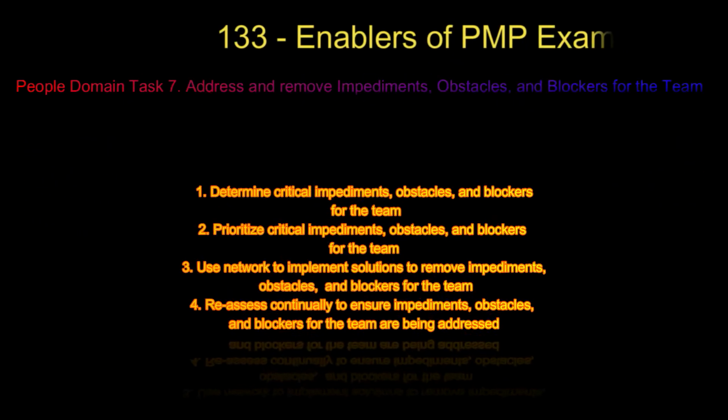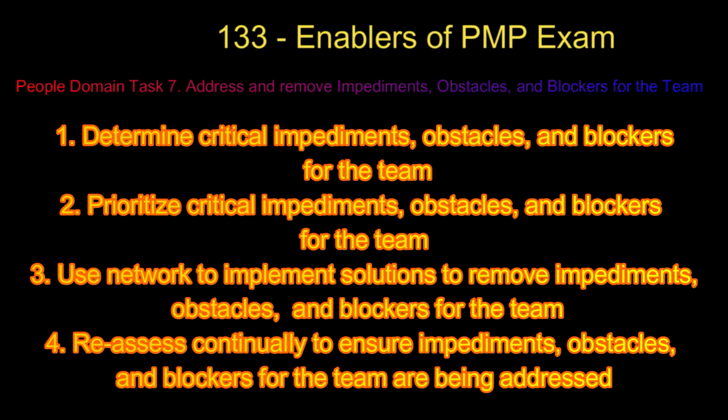People domain task 7, address and remove impediments, obstacles, and blockers for the team. This task also has 4 enablers. First, determine critical impediments, obstacles, and blockers for the team. Second, prioritize critical impediments, obstacles, and blockers. Third, use network to implement solutions to remove them. Fourth, reassess continually to ensure impediments, obstacles, and blockers are being addressed.